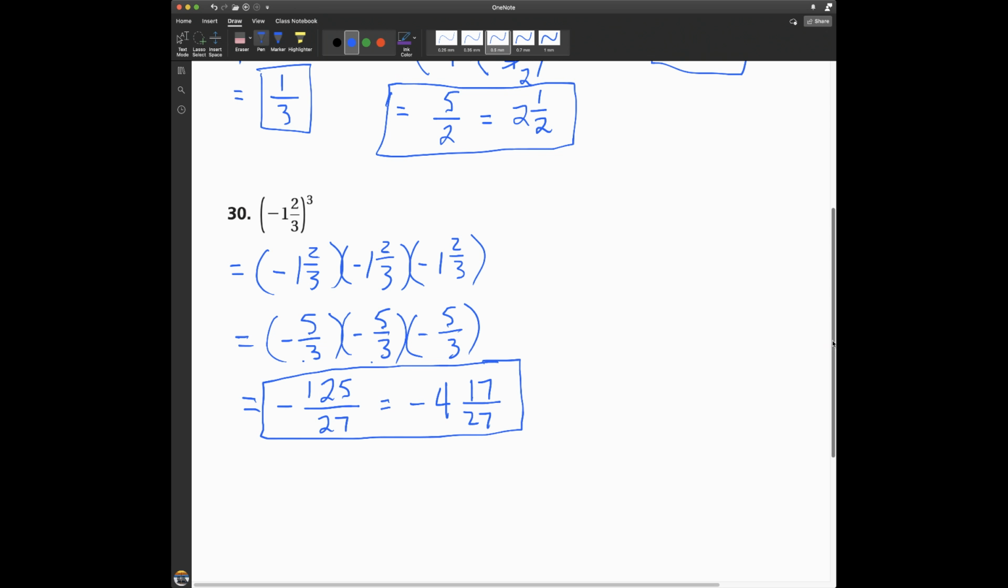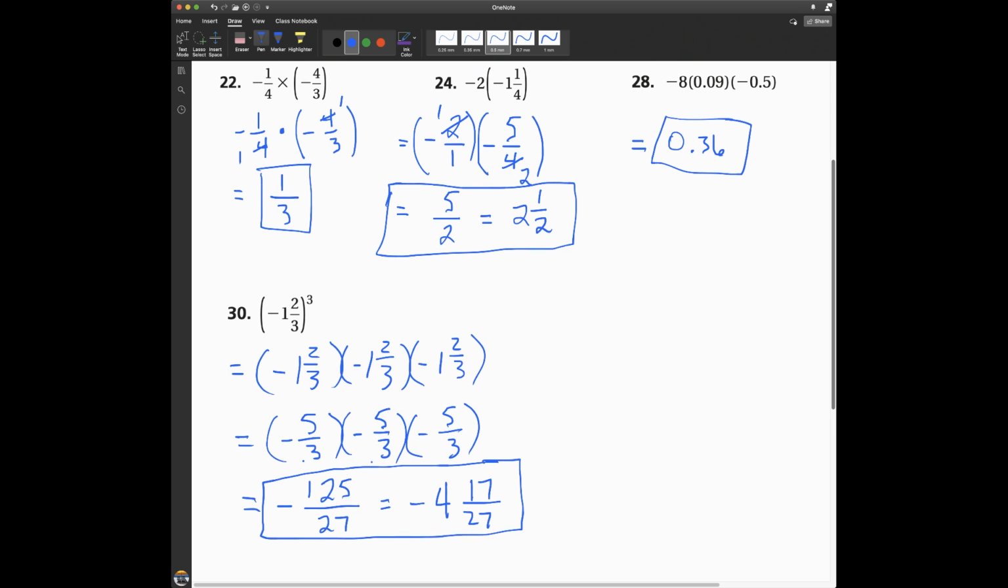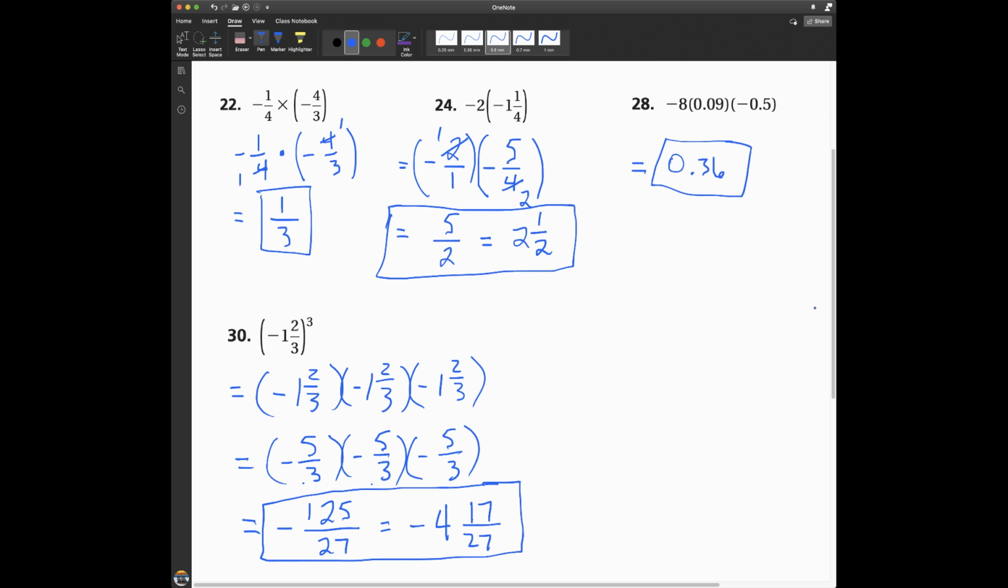So there you go. We just multiplied some rational numbers together, and we got some answers, and that's what we're trying to do.